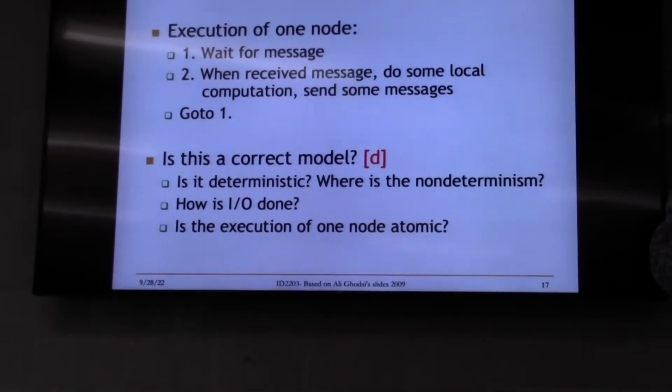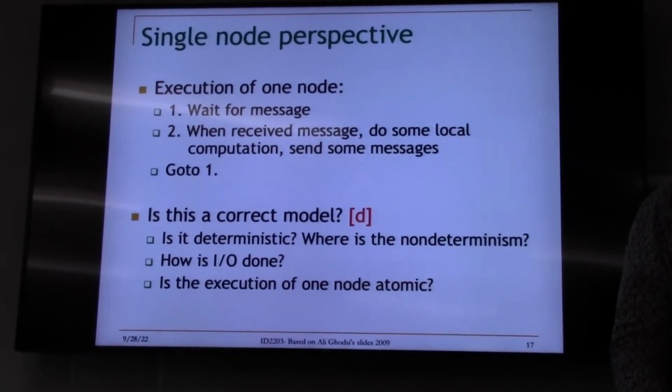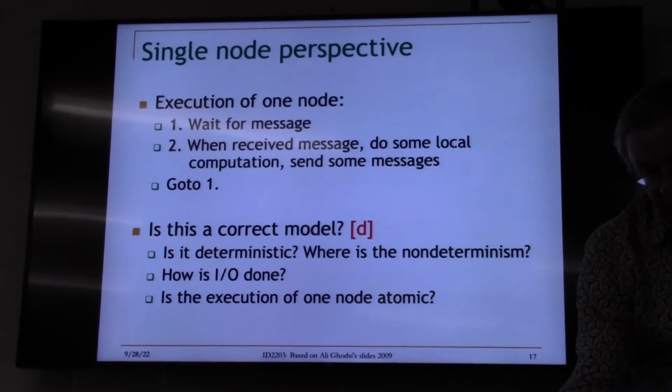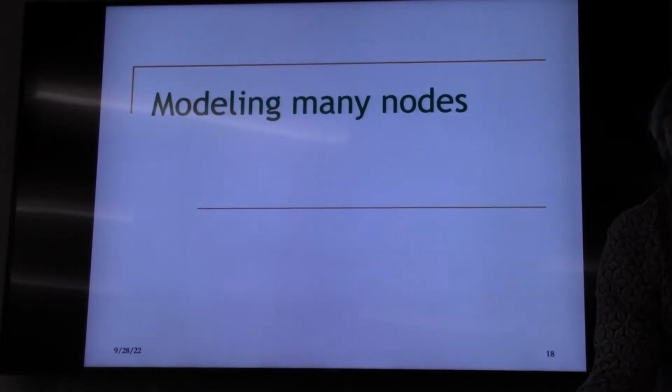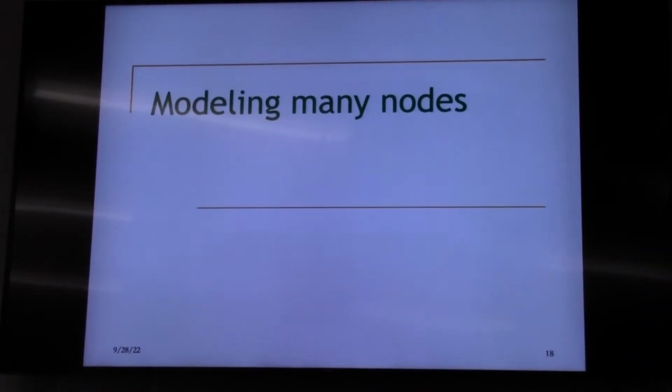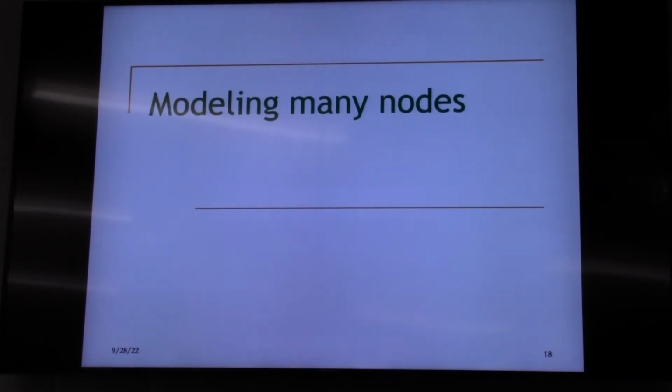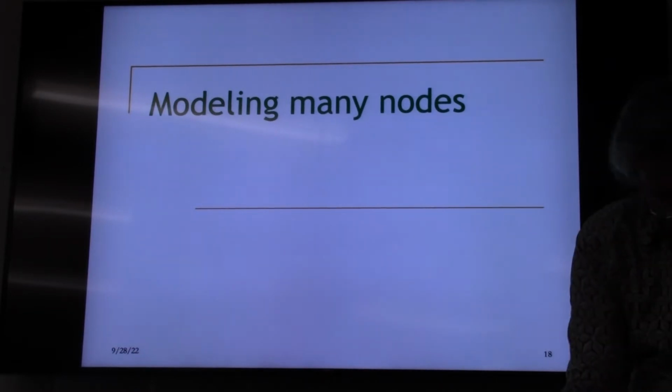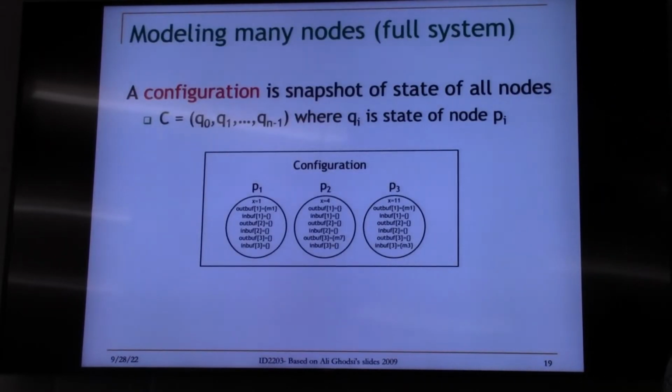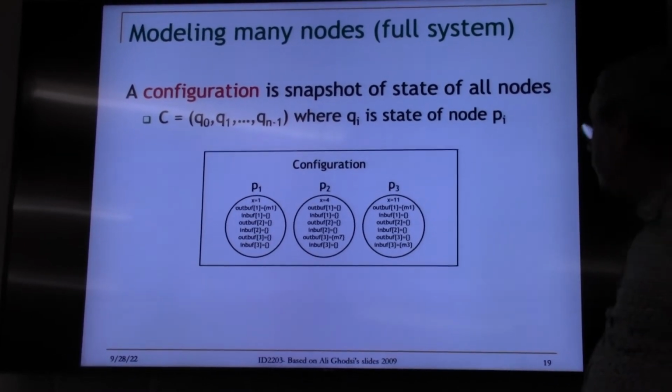Okay, is that clear? It's not so complicated, but it's important to understand. So now we look at many nodes. So this is all one node. We're focusing on one node here. But now we look at many nodes. And a distributed system is usually many nodes. We have a full system.